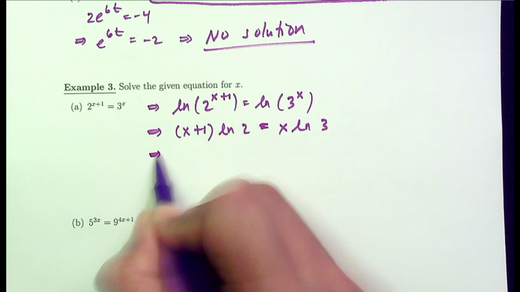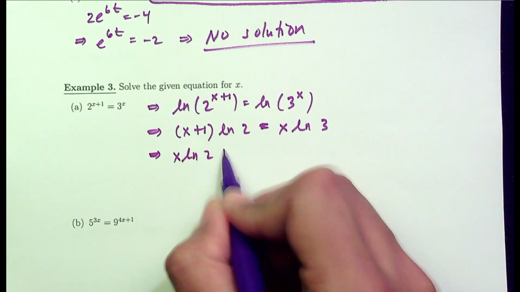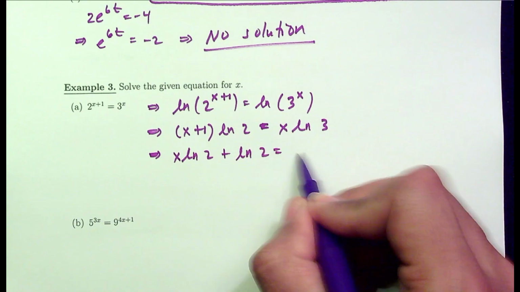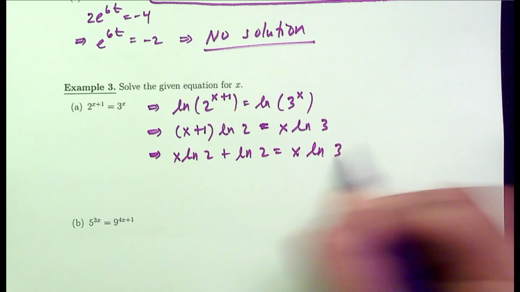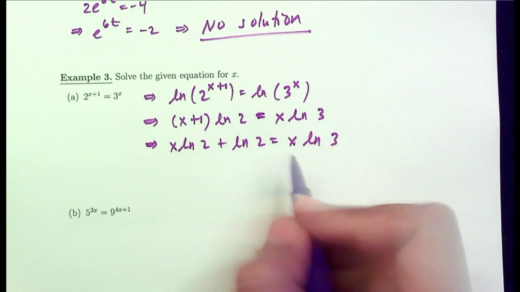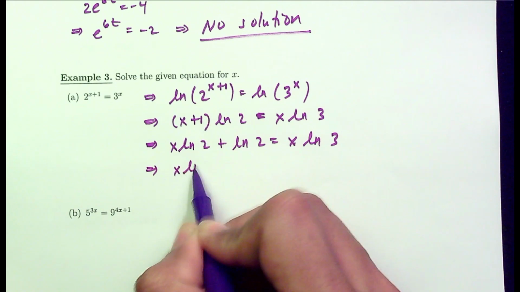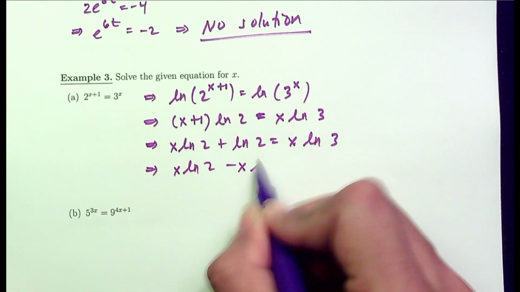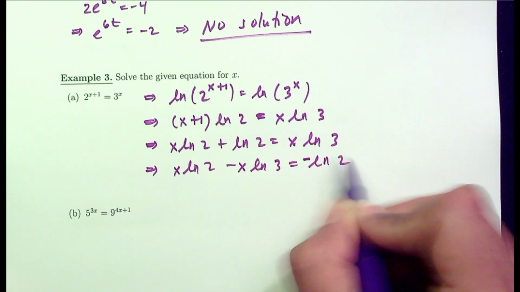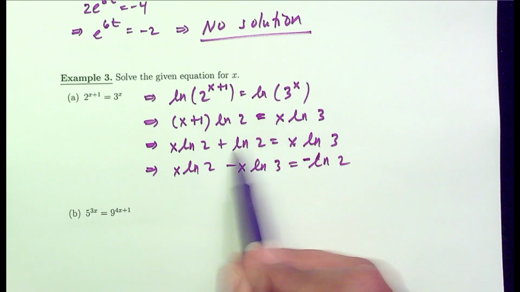So distributing, you have x times ln of 2, x ln of 2, and then plus 1 times ln of 2, which is just ln of 2, equals x ln of 3. Then I want all the x's on the same side. Everything that doesn't have an x needs to go to the other. So you would have x ln of 2 minus x ln of 3 equals negative ln of 2. Okay, I move this to the left-hand side, and the ln of 2 moves to the right-hand side.